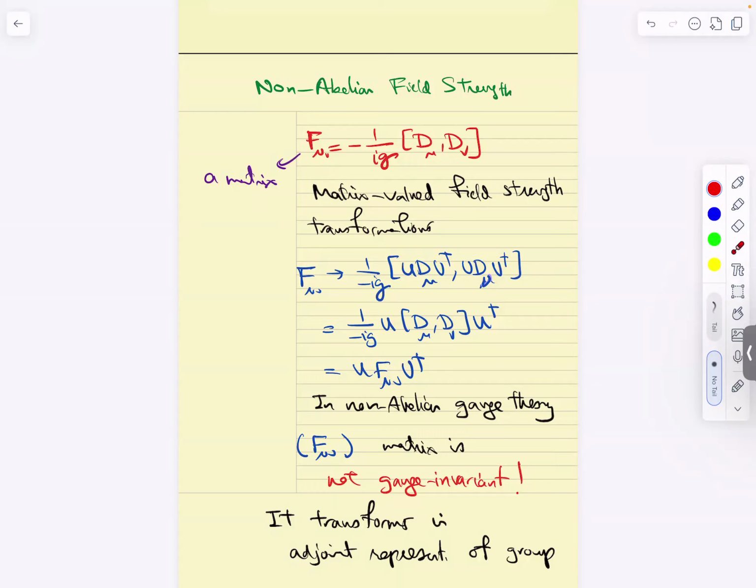Interaction. Where does the self-interaction come from? From the non-commuting property. How do I see that? You expand the F mu nu in terms of the A. Very good. So let's do that.